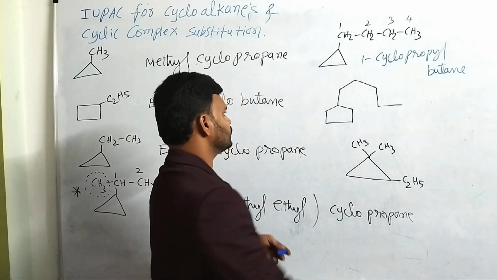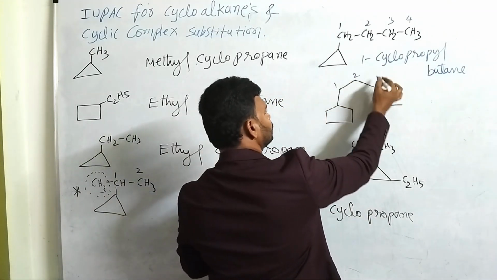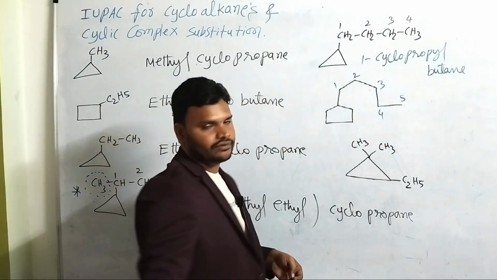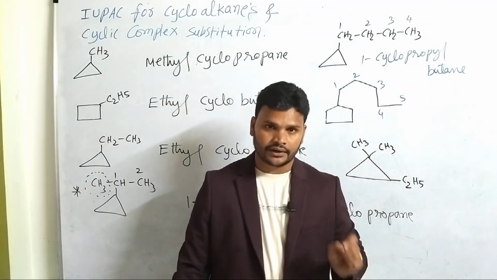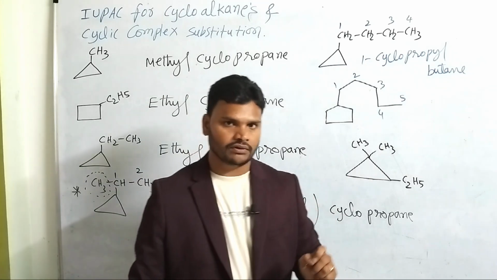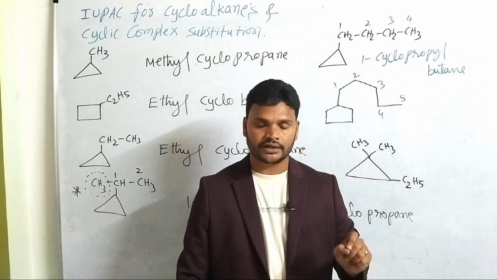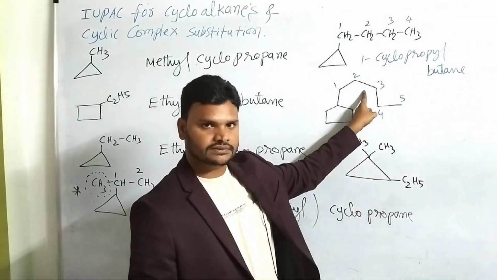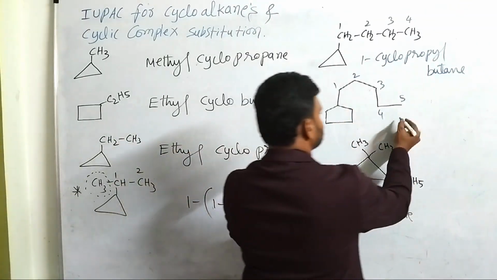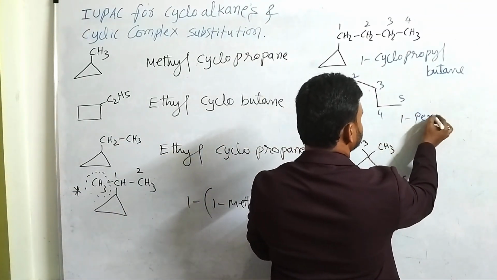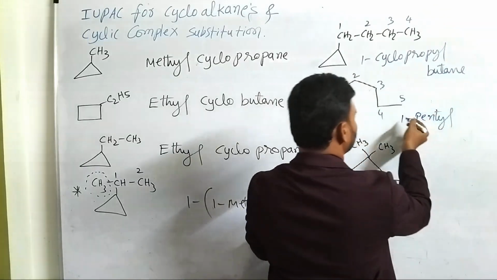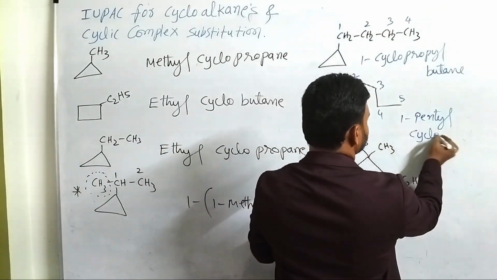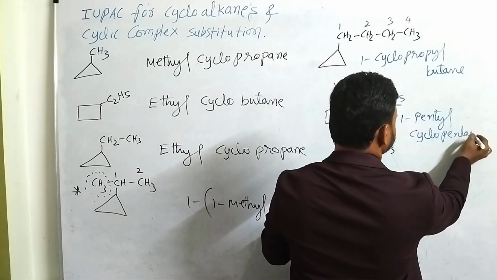Next, same logic. 1, 2, 3, 4, 5. The ring also contains 5 carbons. What I told you: if the ring and the side chain contain equal carbons, then you should give priority to the ring only, which means this one acts as a substituent. 1 pentyl. The 1 is optional. Pentyl cyclopentane. This is the right answer.